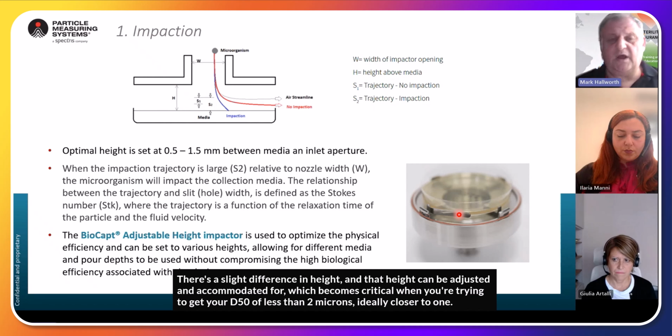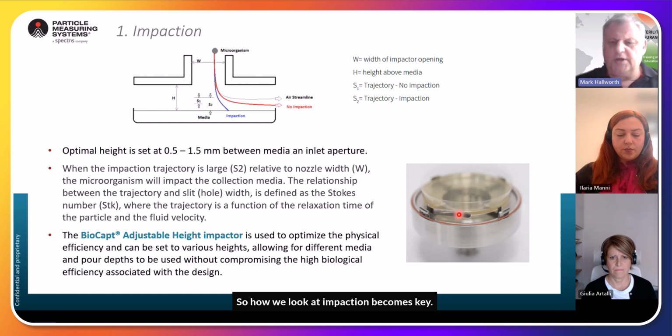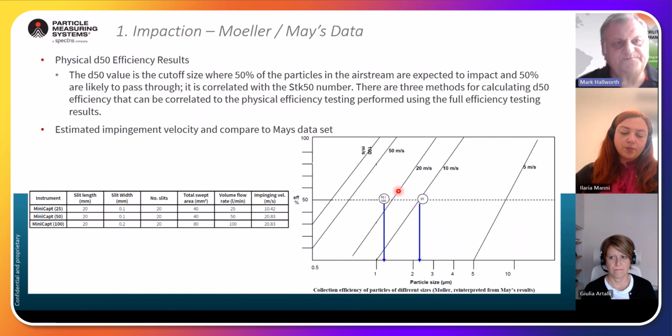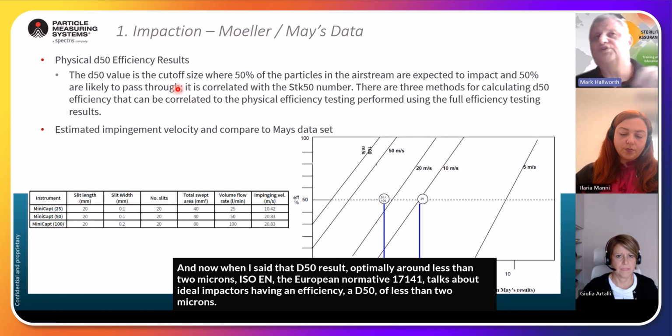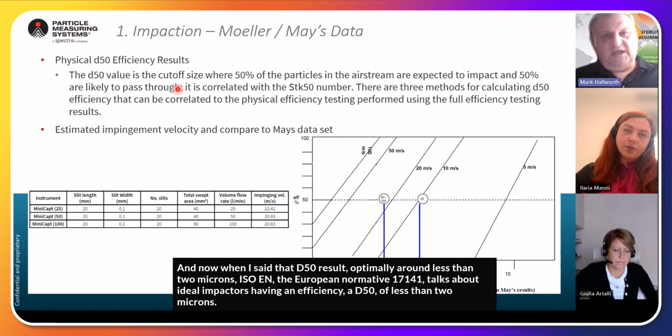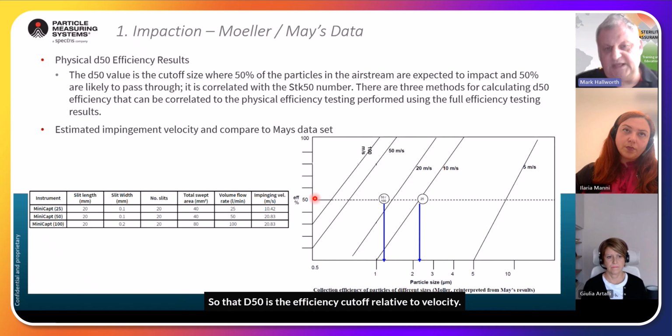There's a slight difference in height, and that height can be adjusted and accommodated for, which becomes critical when you're trying to get your D50 of less than 2 microns, ideally closer to 1. So how we look at impaction becomes key. And now when I said that D50 result optimally around less than 2 microns, ISO EN, the European normative 17141, talks about ideal impactors having an efficiency, a D50 of less than 2 microns. So that D50 is the efficiency cutoff relative to velocity.